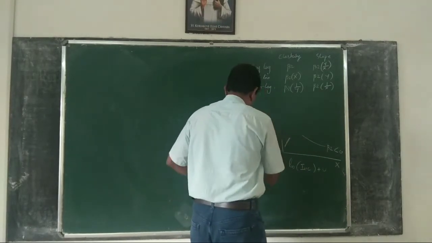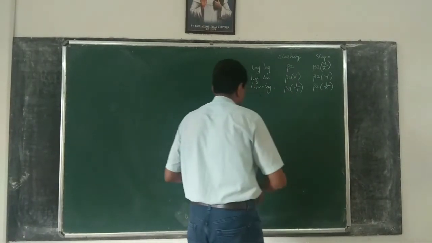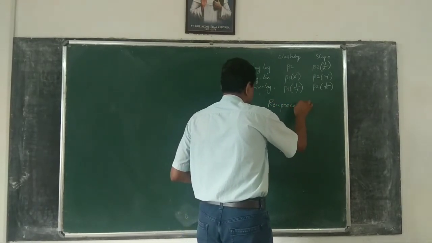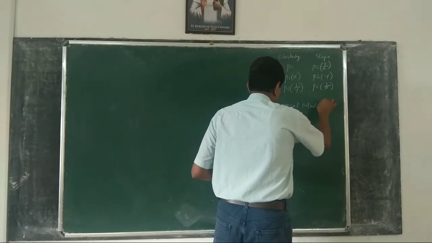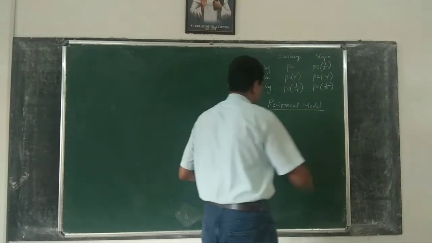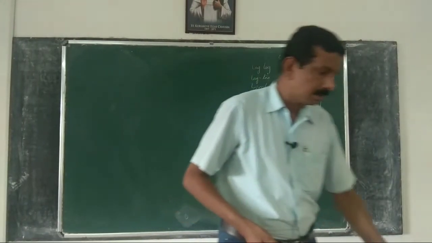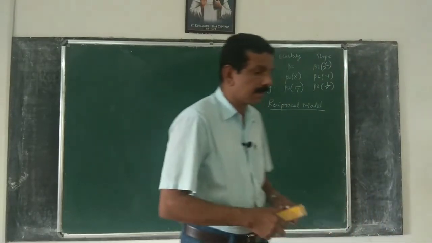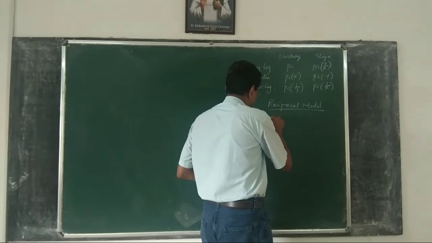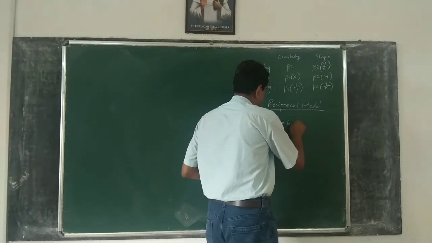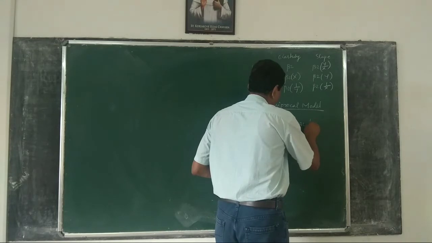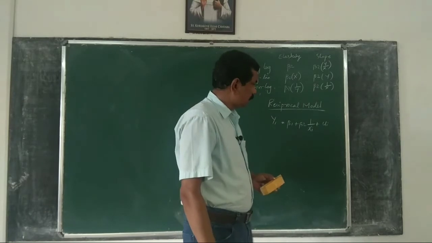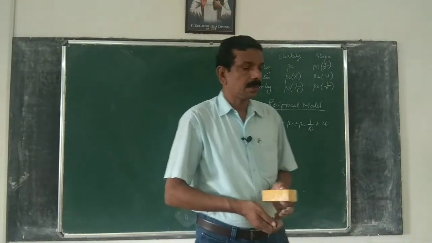Now, a fourth model we consider is the reciprocal model. Now, suppose that we have a model like this: yi equals beta 1 plus beta 2 times 1 by xi plus ui. This is the example of reciprocal model.